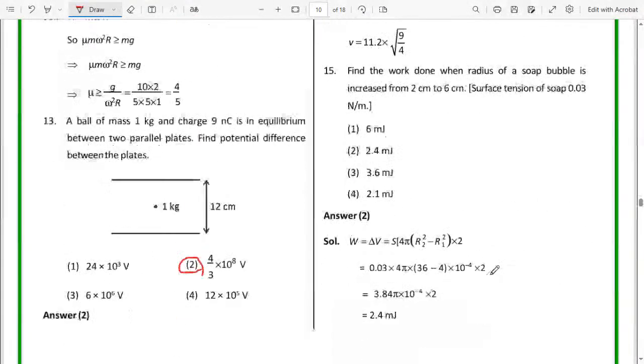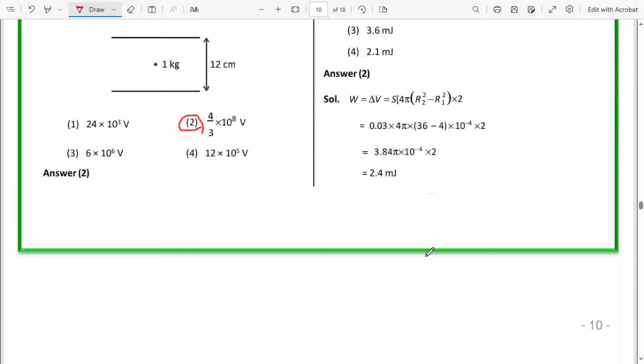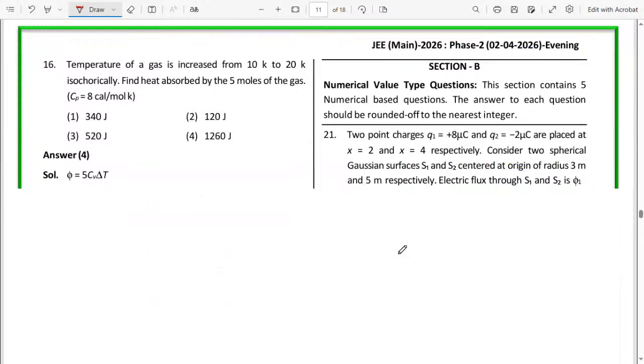Next, question number 15. Find the work done when the radius of a soap bubble is increased from 2 centimeters to 6 centimeters. The surface tension of soap is 0.03 newtons per meter. So the correct answer for this question is option 2, 2.4 mJ. Yes, students. Next, question number 16.